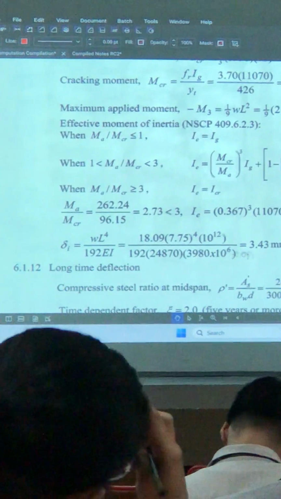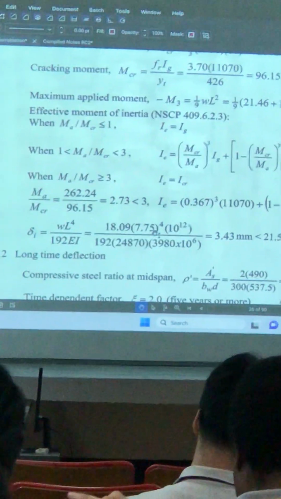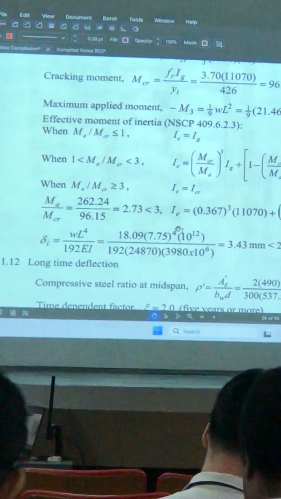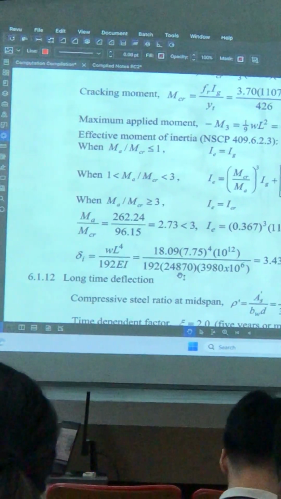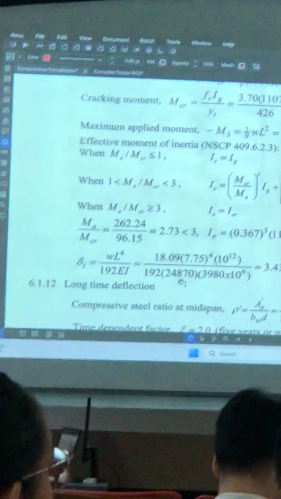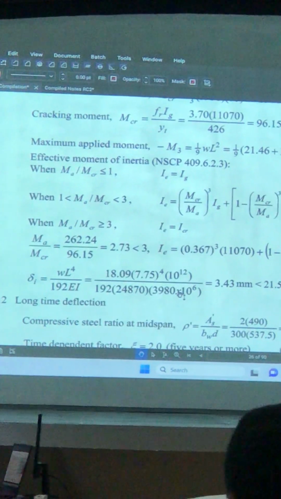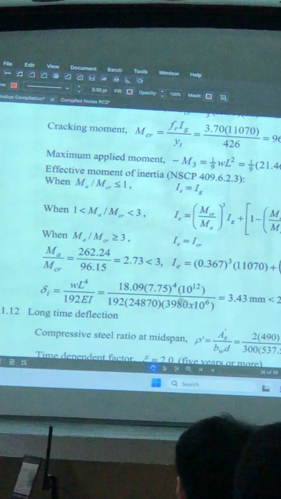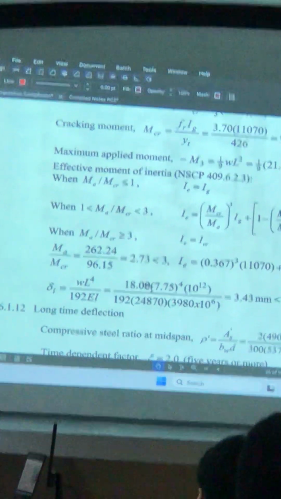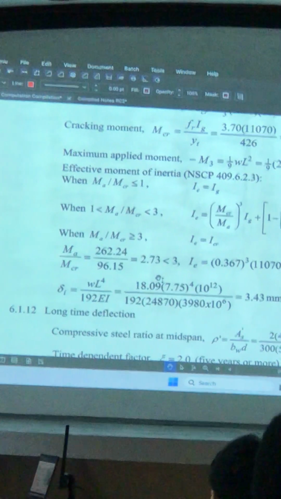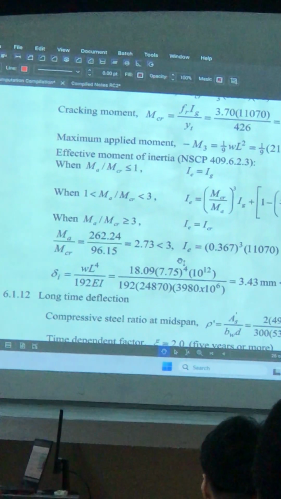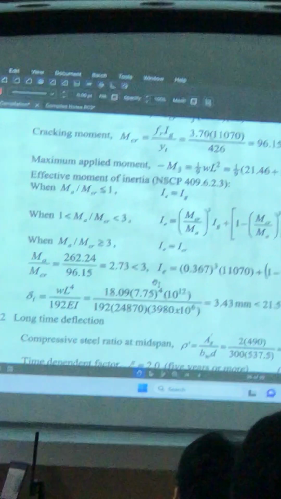So for the resulting answer, when you do the calculation here, you have to take due regard of units. Take note that w is in kilonewton per meter, L is in meters raised to the 4th, E is in megapascal, so it is newton per square millimeter, and your inertia is in millimeter to the 4th. So you have to convert. Kilonewton per meter multiplied by meter to the 4th gives kilonewton meter cube.